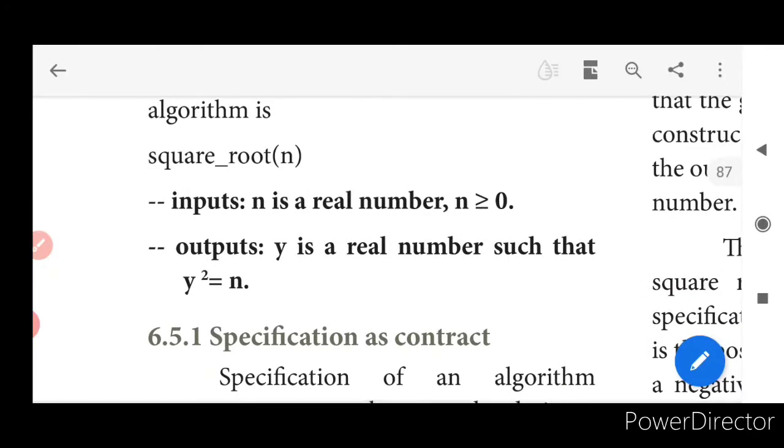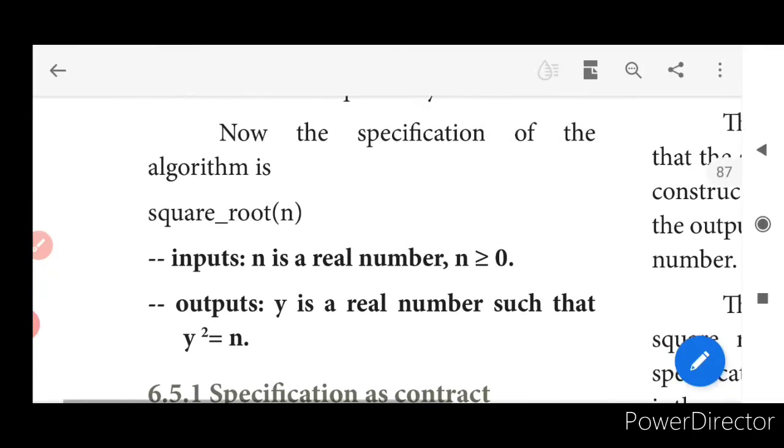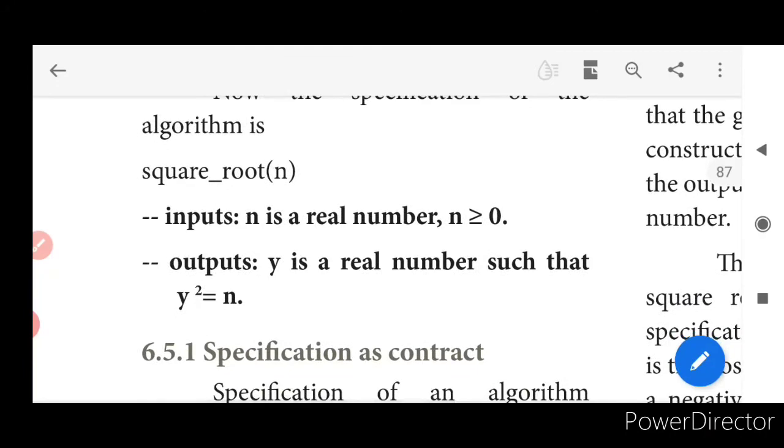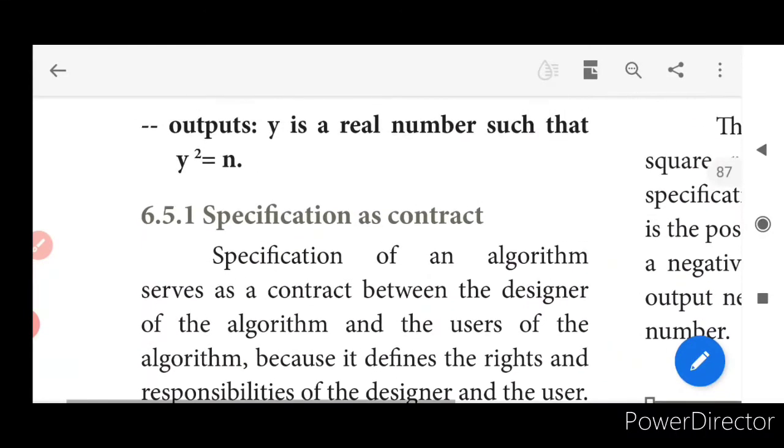So how have they written the algorithm now? Name of the algorithm: square root of the input n. The input n must be a real number, it should not be a negative number, and it must be greater than 0 as well. And what is the output? Output y is a real number such that when we do y square, the value should be n.